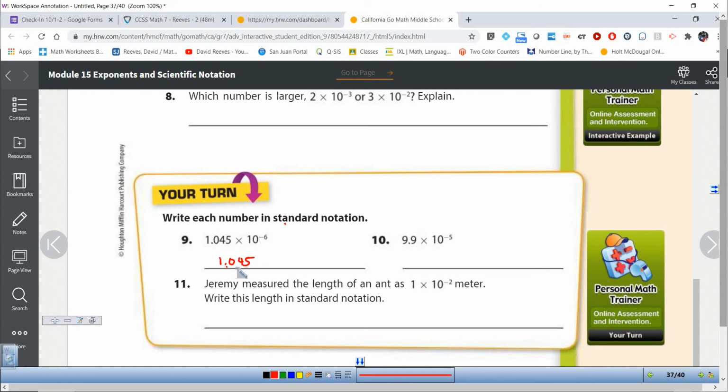Now, if I move it 6 times this way, what kind of number am I going to get? I'm going to get a big number. I need a small number. So I'm going to write 1.045, but I'm going to move that 6 places not to the right. I'm going to move it 6 places to the left. So there's 1 place, right? 1, 2, 3, 4, 5, 6. Now my decimal is here.